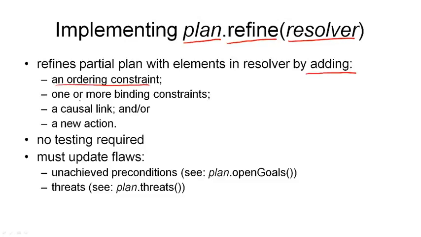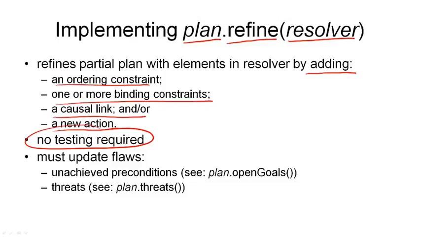So this could be an ordering constraint, it could be one or more binding constraints on our variables, it could be a new causal link, or it could be a new action, or a combination of any of those, whatever our resolver specified. In general, we have to make sure that our constraints that are maintained in the plan are consistent, but this is not required here. This is the case because our function that computes the resolvers for a given flaw already took care of that. So we never consider resolvers that would make our variable binding or ordering constraints inconsistent.